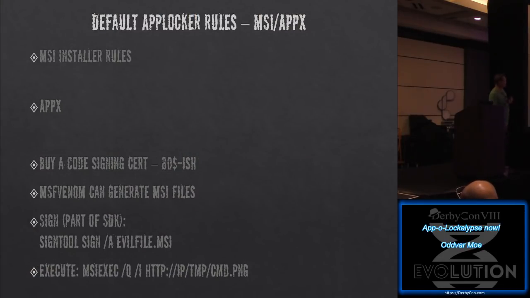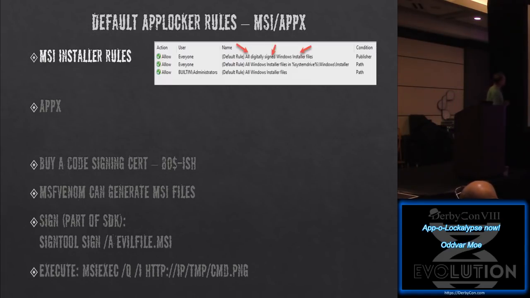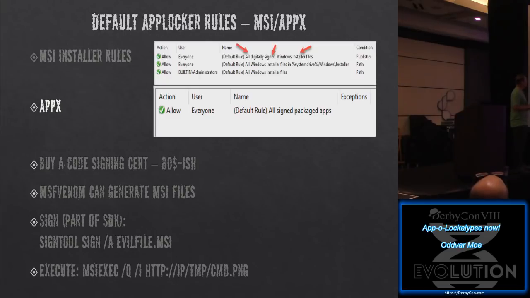Yeah, so that was the part of the scripting rules. Now I'm moving over to the MSI and AppX rules. So as you probably have figured out, I'm covering each section. The problem with the MSI default rules is that it allows everything that is digitally signed. Same goes for AppX. And that's a problem.